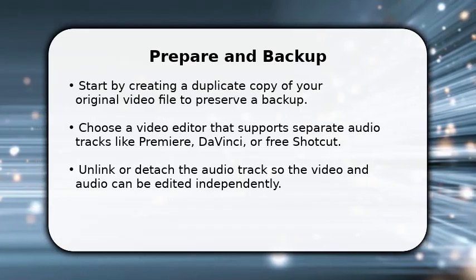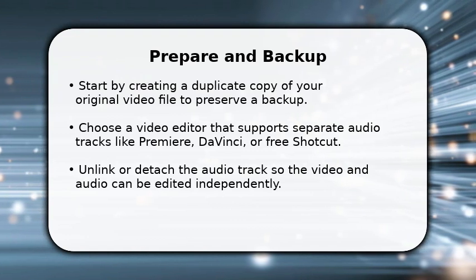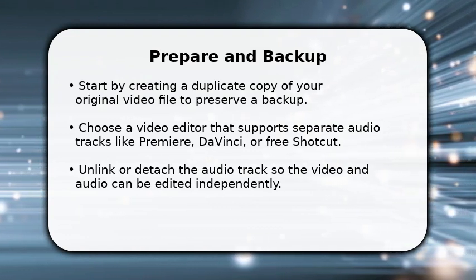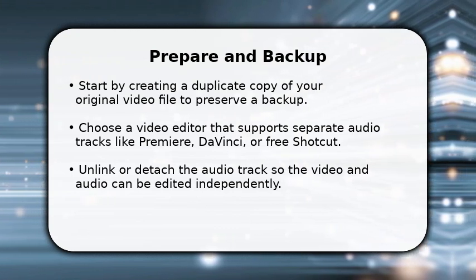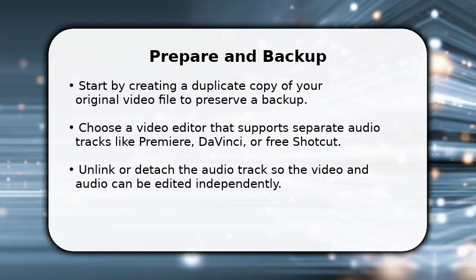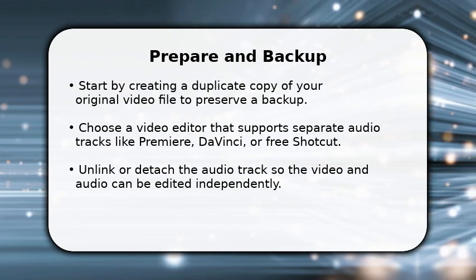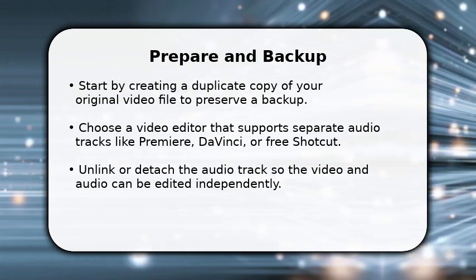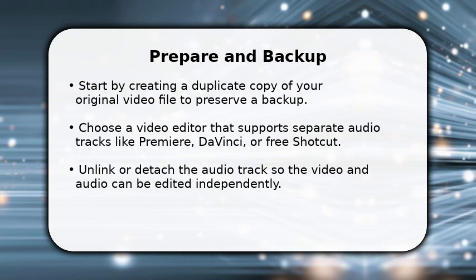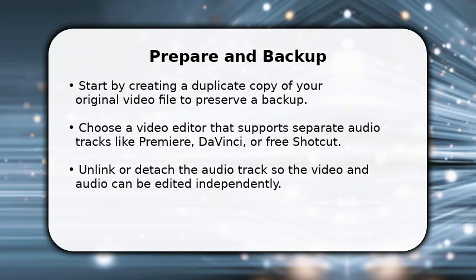Start by creating a duplicate copy of your original video file to preserve a backup. Choose a video editor that supports separate audio tracks like Premiere, DaVinci, or free Shotcut. Open the copy in the editor and locate the timeline where the audio and video are linked. Unlink or detach the audio track so the video and audio can be edited independently.